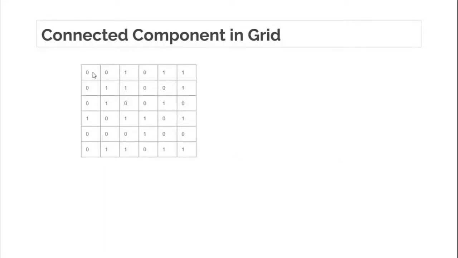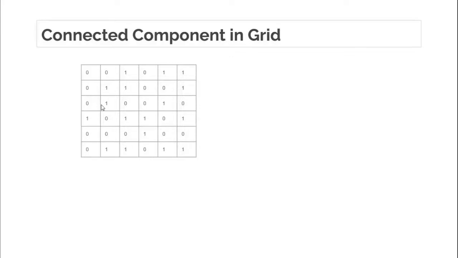So you see here we are given a 2D grid. Each element is filled either with 0 or with 1. So 0 are the cells on which we cannot step. So we cannot step on these cells, but we can step on these cells which are filled with 1.